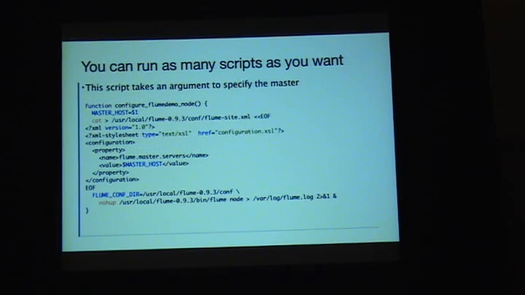This is the configure script, and this is the one that takes the master's IP address as its first parameter. So if you look at that, you can see master host is passed in as the first argument to this script. And so it just uses that to write out an XML file, which is the configuration language of Flume. And then at the bottom, we actually start up the daemon. Okay, so that's all the code.